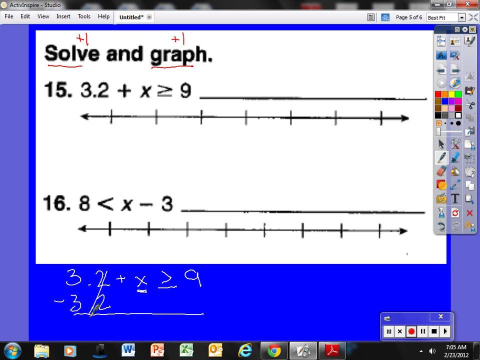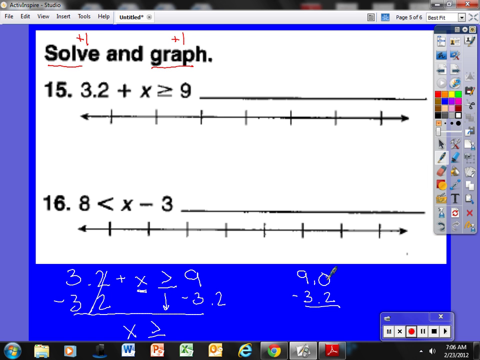So this cancels out, so all I'm left with on this side is x. Now, it's going to be x is greater than or equal to. Now, I'm going to do a little subtraction over here because whatever I do to one side, I do to the other. I'm going to subtract 3 and 2/10 from this side. So I have 9. I'm going to add a decimal point to that 9. Remember, I can add a decimal point to any whole number and add an infinite number of zeros in there. It doesn't change its value. And I'm subtracting that 3 and 2/10.